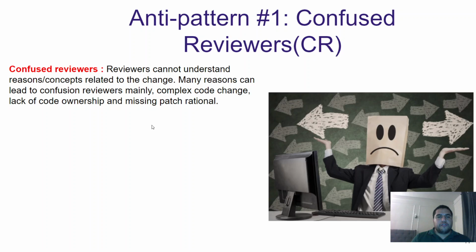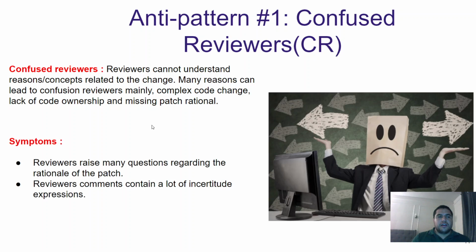As we said earlier, we defined 5 MCR anti-patterns, and the first one is called confused reviewers. It can be defined as when the reviewers cannot understand the reasons and the concept related to the change. It can be detected if the reviewers raise many questions regarding the rationale of the patch, or if the reviewers' comments contain a lot of uncertainty expressions.